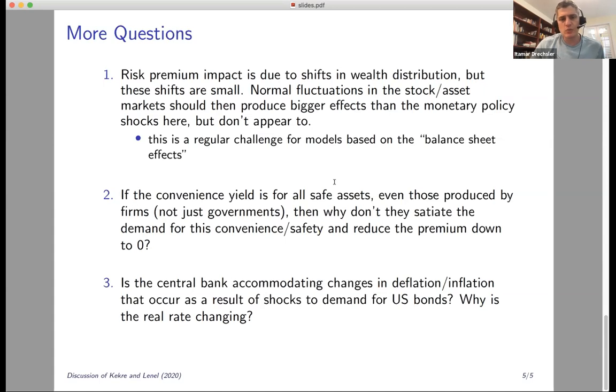And then the last question we did talk about, which is, why isn't the central bank here fully accommodating changes that should happen in the real rate, and therefore kind of taking the real effects out of it? But Moritz already discussed that, so it's kind of repetitive.